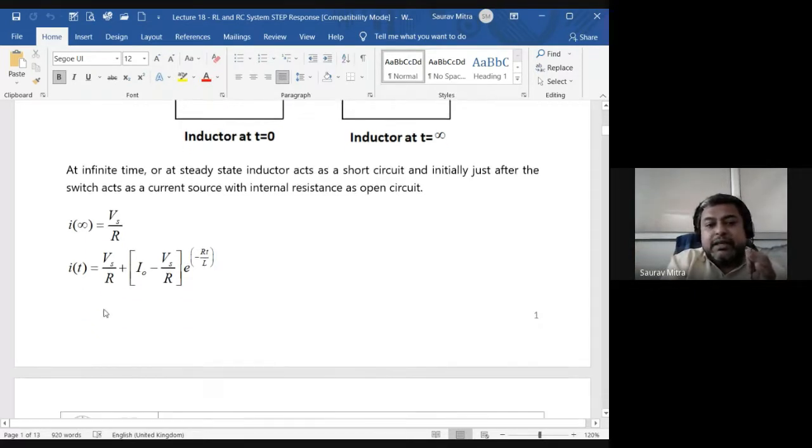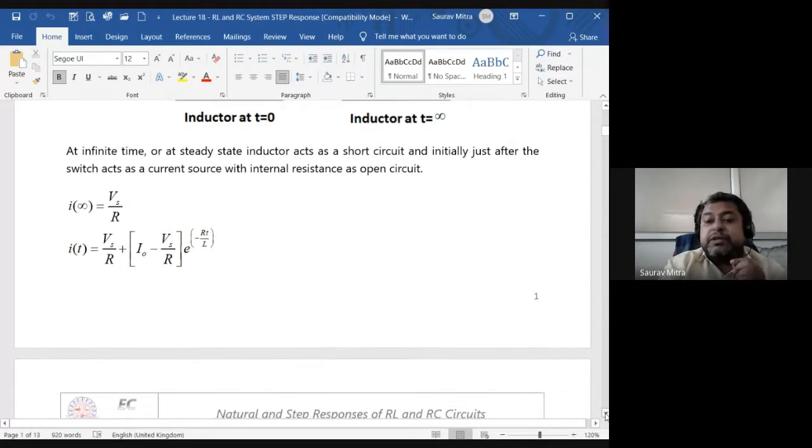So what is the final formula? The final formula is Vs by R plus (I0 minus Vs by R) into e raised to minus Rt by L. This you have to remember, because the initial current was I0. If this initial current I0 is equal to 0, then it is Vs by R minus Vs by R into e raised to minus Rt by L. And L by R is called the time constant for the RL circuit. So this equation you have to remember.